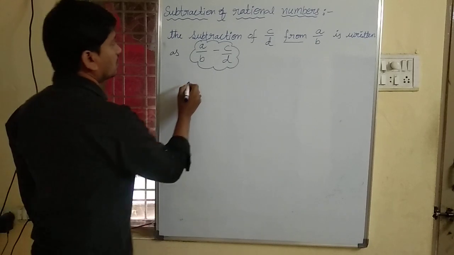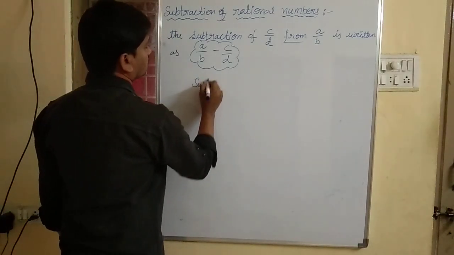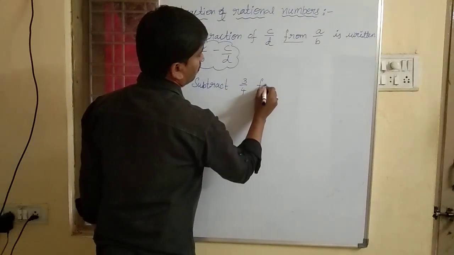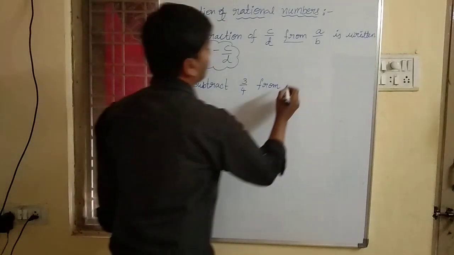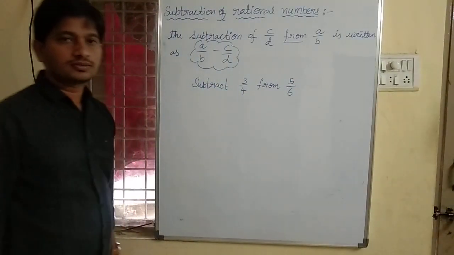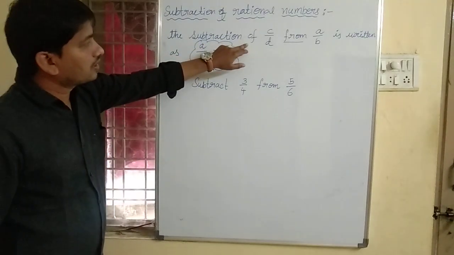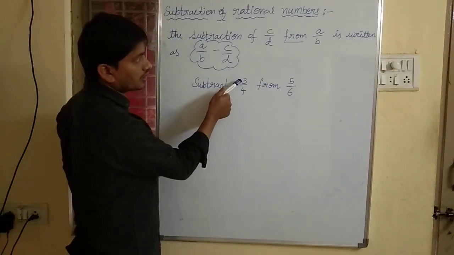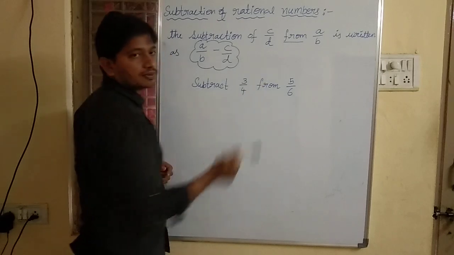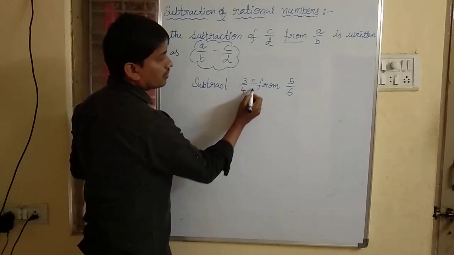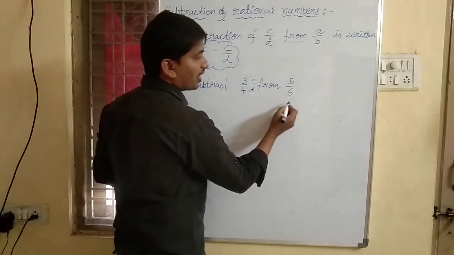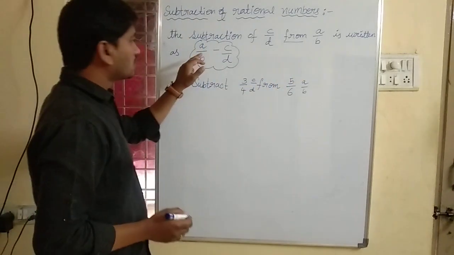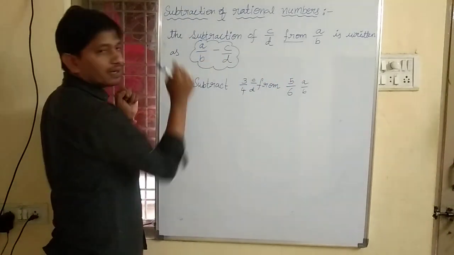Suppose, subtract 3 by 4 from 5 by 6. See, subtraction of what? C by D from A by B. So subtract 3 by 4 from 5 by 6. Here 3 by 4 is in the form of C by D and 5 by 6 is in the form of A by B. It is written as A by B minus C by D.